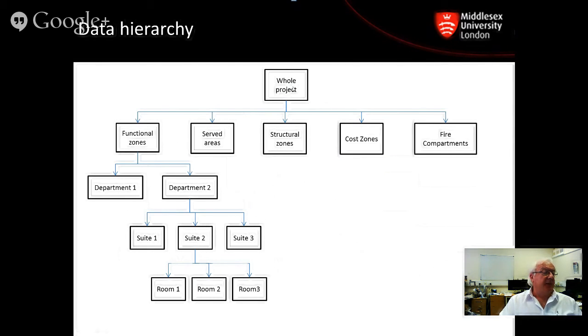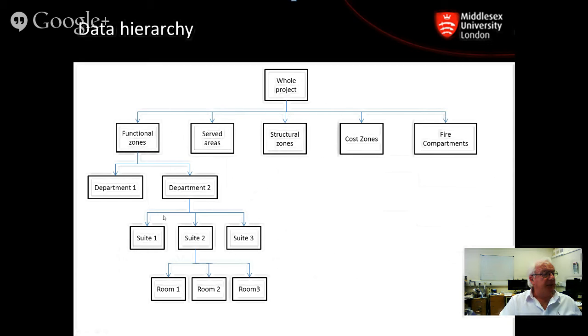Going back to the Oxford Regional Health Model, we had the functional zones: the wards, the theatres, the pharmacy, and so on. We had those things that we call served areas: the low temperature hot water, recycled air conditioning, dirty extract, clean extract, and so on. We had structural zones, the movement joints and wind bracing. We even had cost zones, which I'll say more about in another lecture, and we had the fire compartments.